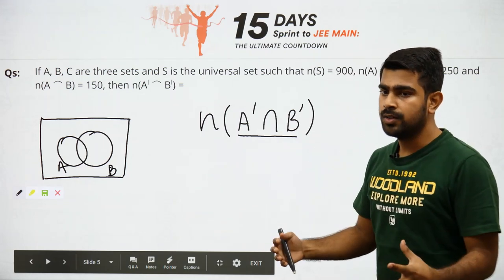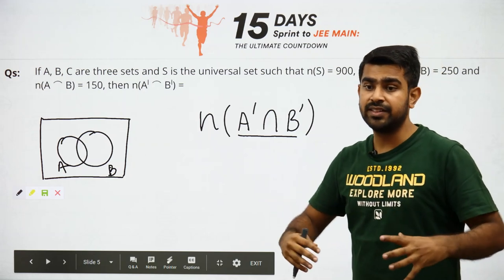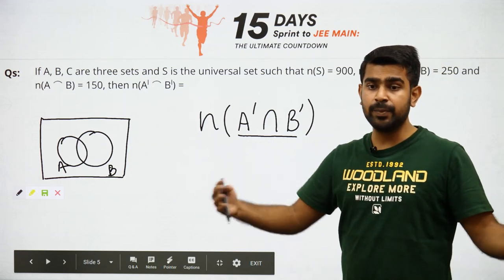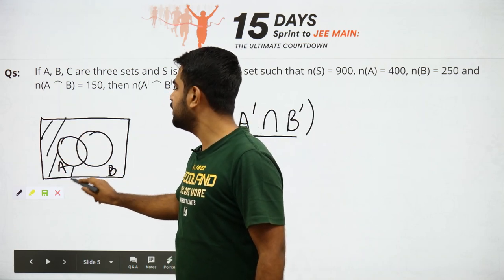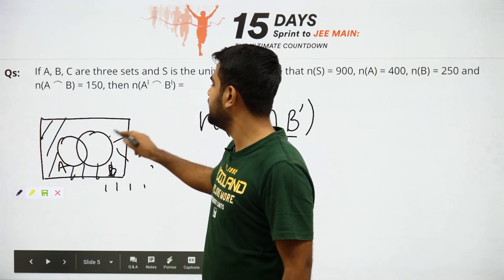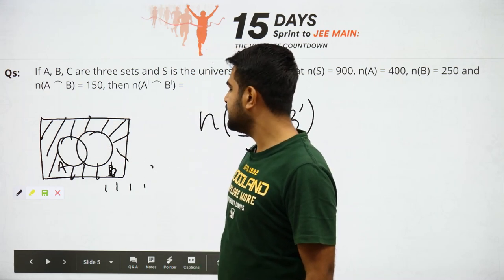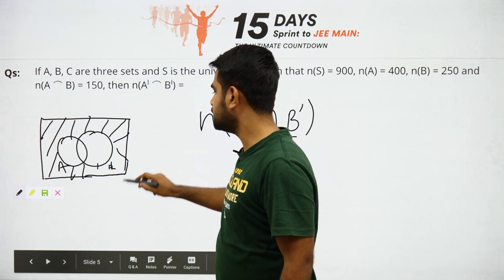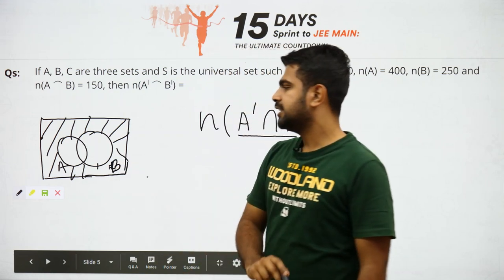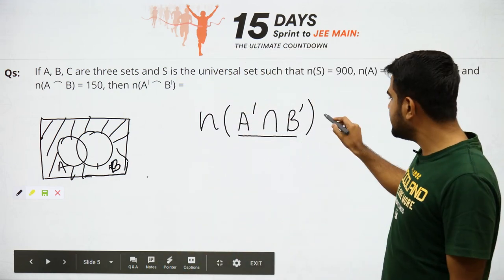So now I'm looking at the intersection of everything outside A and everything outside B. So what is the common region? The common region will be everything outside A and B. Okay? Is that okay, guys? So, what is this equivalent to?